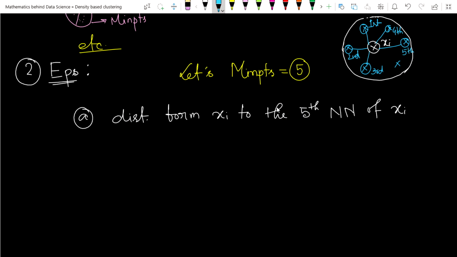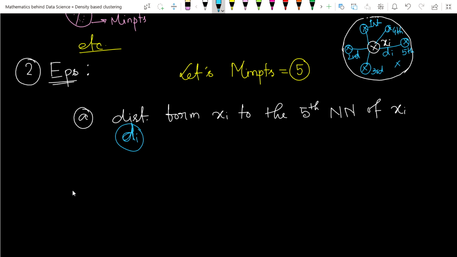So now first we have to find the distances from xi to the fifth nearest neighbor. That is the thing we have to find. Suppose we call each distance di. For this xi point, this distance is di.